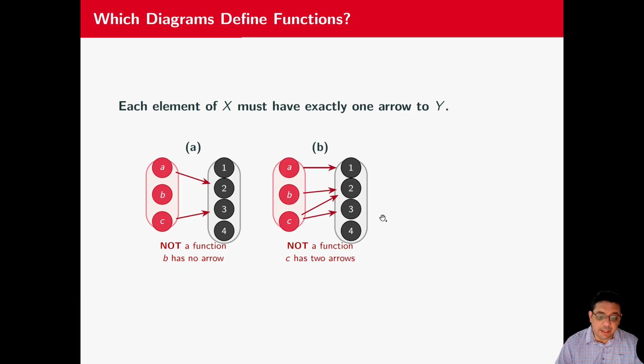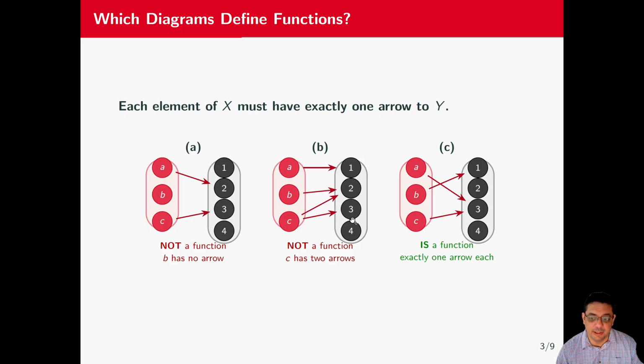Now, we can also have that one element in x is going to have multiple images in y, like this situation here, c goes to 2, c goes to 3. This is not a function because of that. This cannot happen in a function. The image of c needs to be a single element of y.